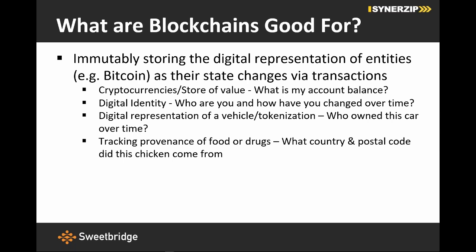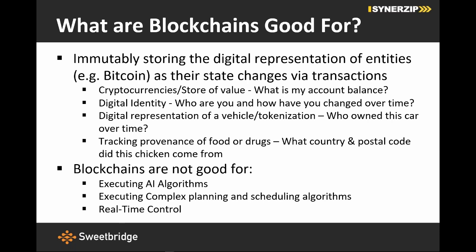Another great example, and one thing that we work on, is tracking provenance of a food or a drug. So as a source, a supply is manufactured, that can be logged on a blockchain. As it progresses through the supply chain, every step through the supply chain, it can be logged on a blockchain, and you can look back and you can see what is the provenance of that particular food, drug, or other type of asset. So these are all great examples of different uses for blockchains.